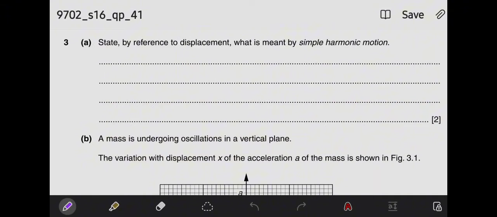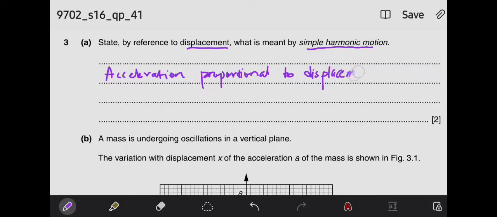Number 3, state by reference to displacement what is meant by simple harmonic motion. So simple harmonic motion is simply acceleration proportional to displacement from a fixed point, and acceleration and displacement are in opposite directions.